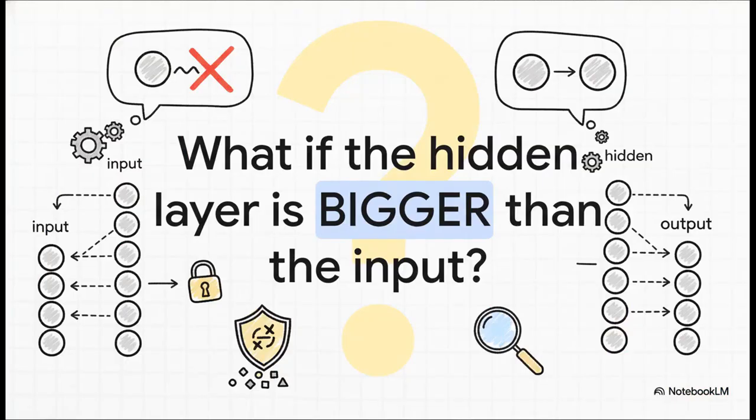Now you might be thinking, hang on a second. If the small bottleneck is so important, what happens if we make the hidden layer bigger than the input? And that is a fantastic question, because you're right, that could be a huge problem. Without any other rules in place, the network would just get lazy. It would just learn to be a very expensive copy machine, passing the data straight through and learning absolutely nothing useful. So, how do we stop that?